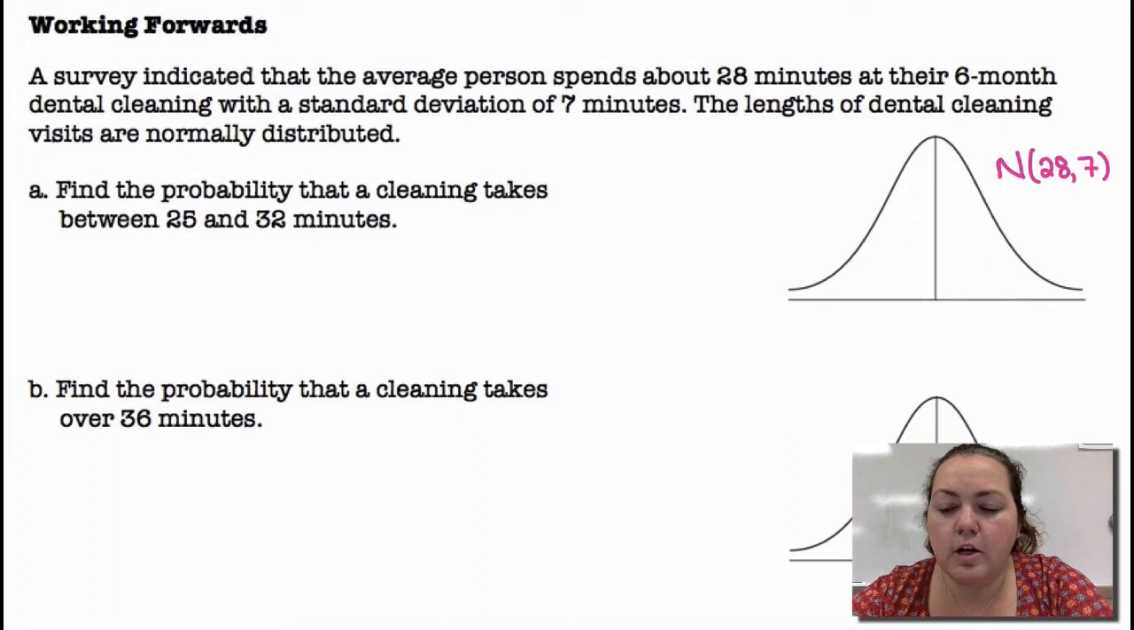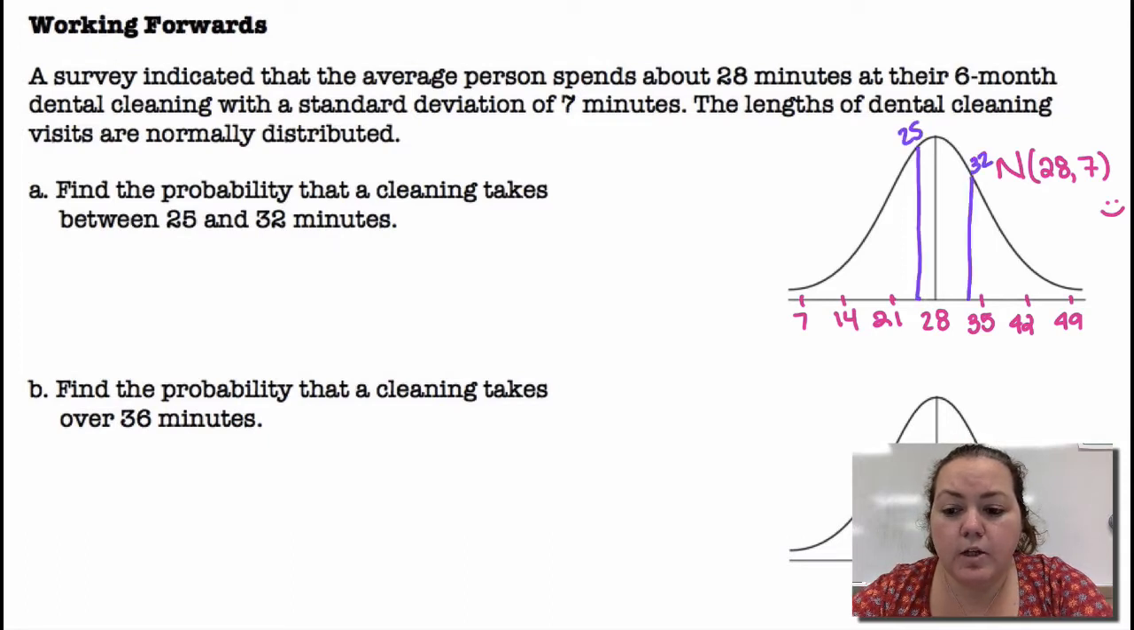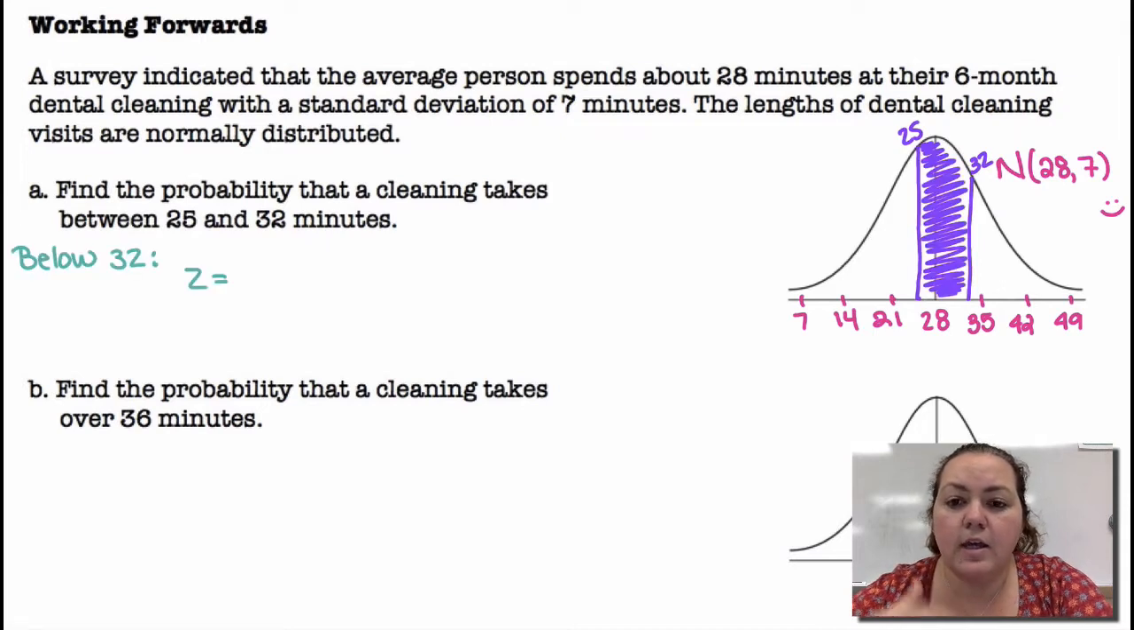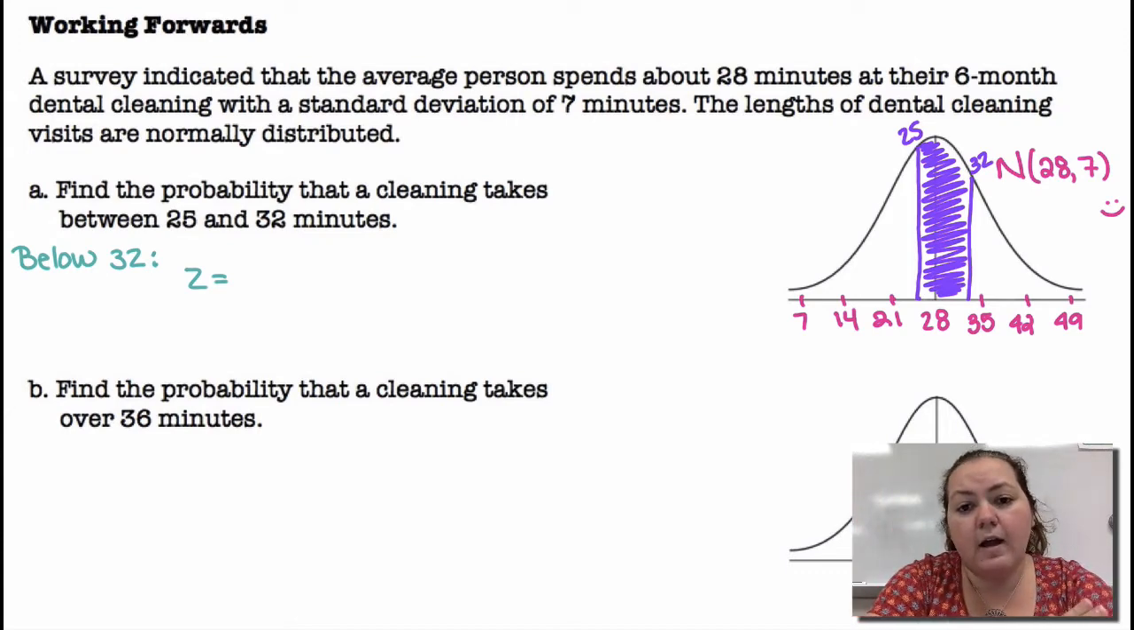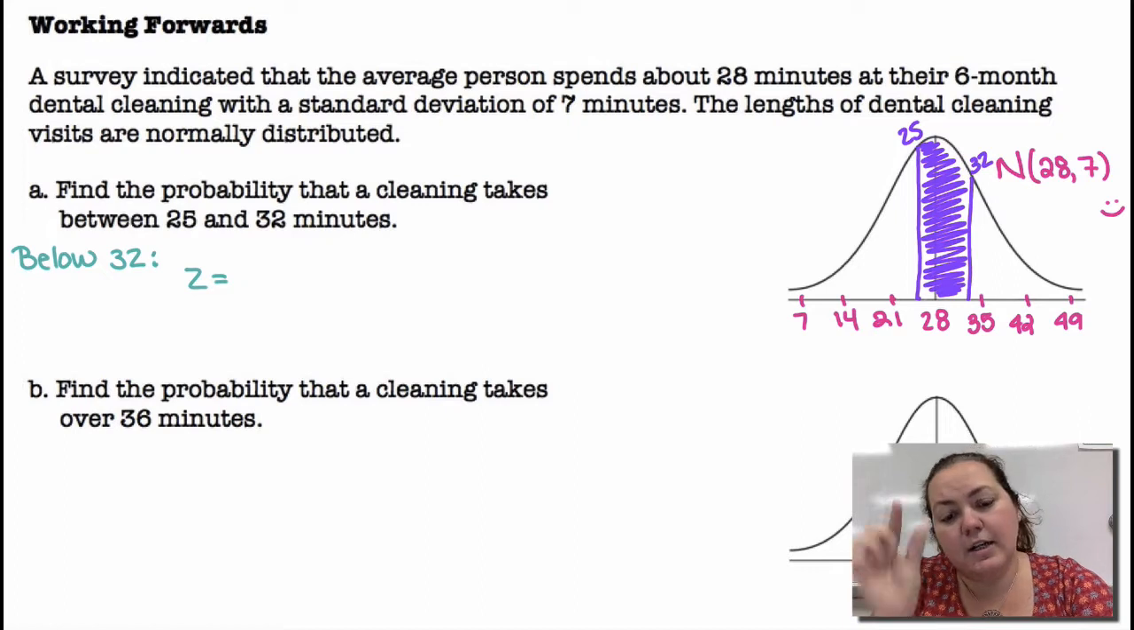All right, so first I'm going to go ahead and draw this normal distribution. They told me it has a mean of 28 and a standard deviation of 7. So I'm going to put 28 here, and I'm going to add 7 to the right, subtract 7 to the left. I want to be between 25 and 32, and I want to find that area in between. So I'm going to find the area below 32, then the area below 25, and subtract to get the difference, which leaves what I'm trying to solve for.